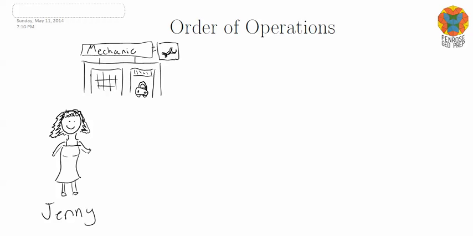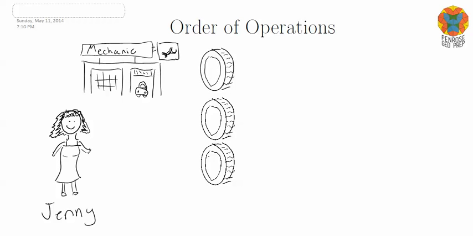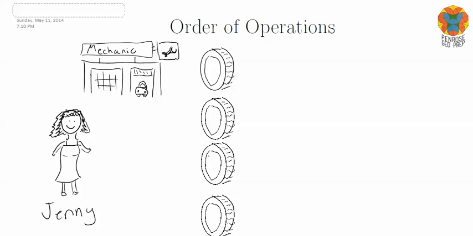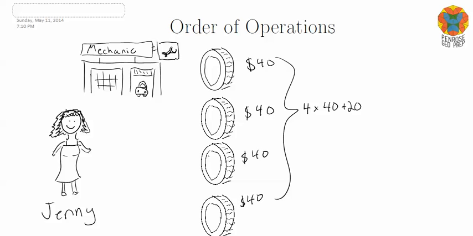Say that Jenny is at the auto shop. She wants to get the tires on her car changed. Each tire costs $40 and the mechanic wants to add an additional $20 for his services. When we set up this problem as a math expression, we read it like this.